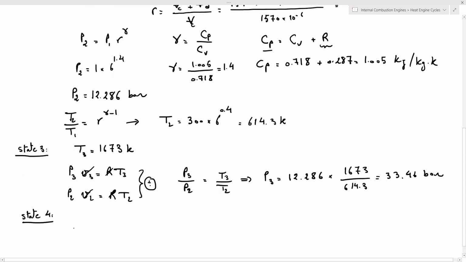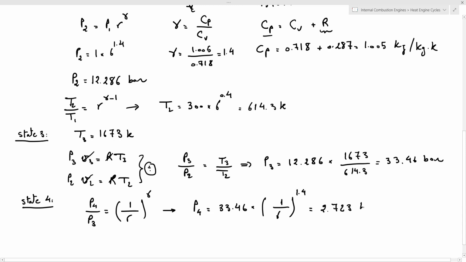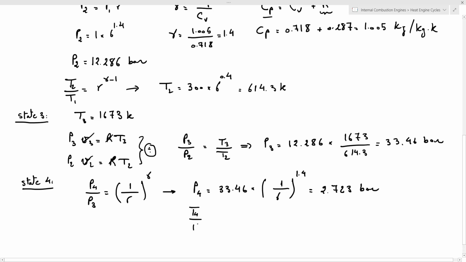Now state 4, we have isentropic expansion. So we know that P4 divided by P3 will be equal to 1 over R to the power gamma. Of course, since P4 is less than P3, that's why we have 1 over R and not R to the power gamma. Now P4 will be equal to P3, 33.46, multiplied by 1 over 6 to the power 1.4. So P4 will be equal to 2.723 bar.